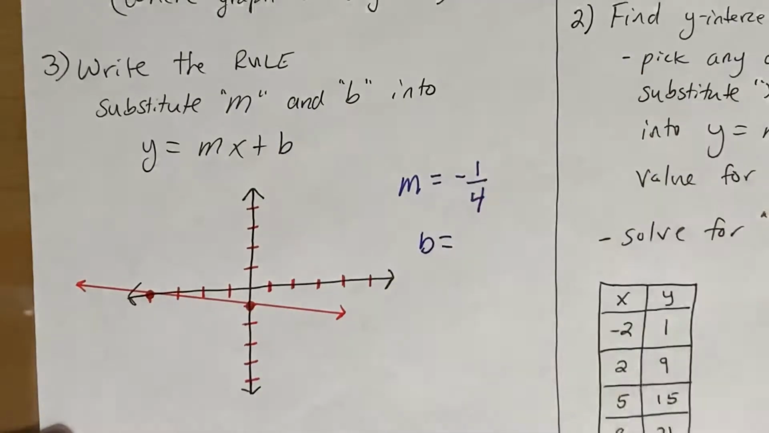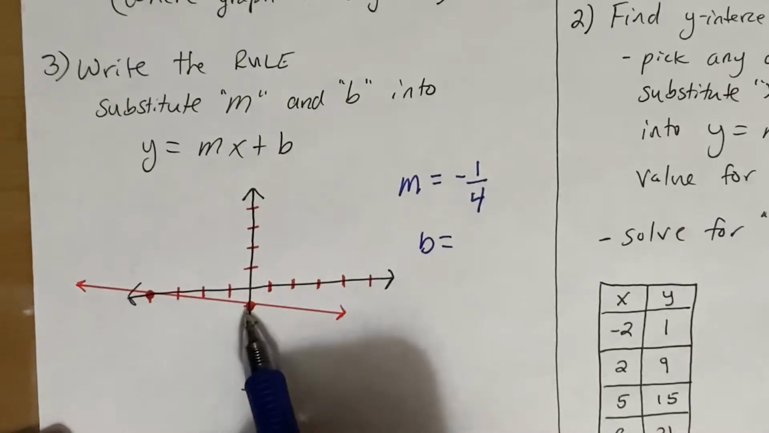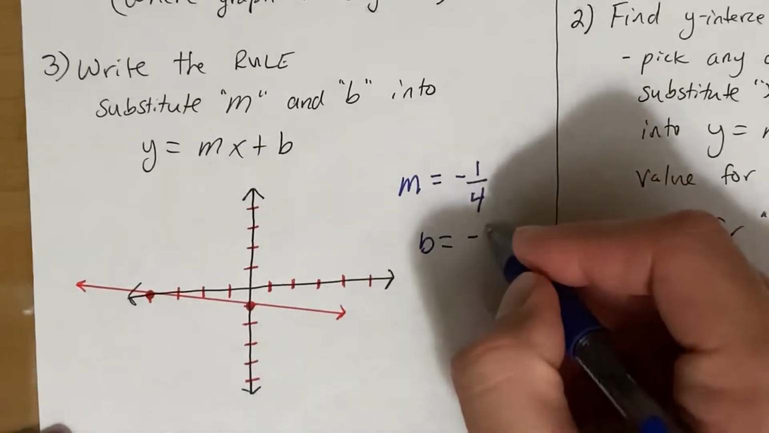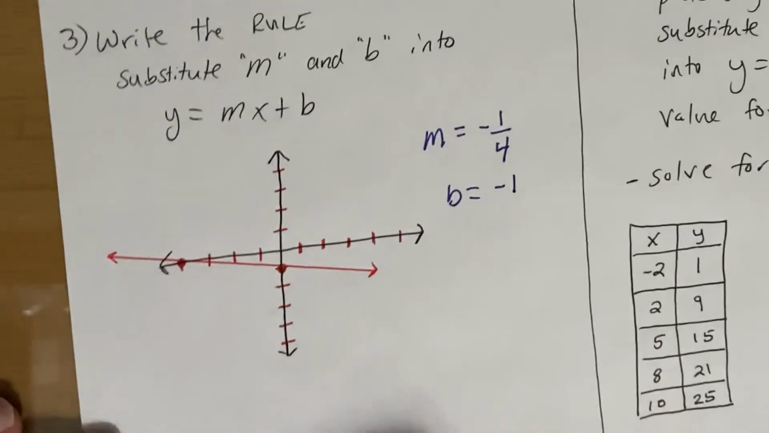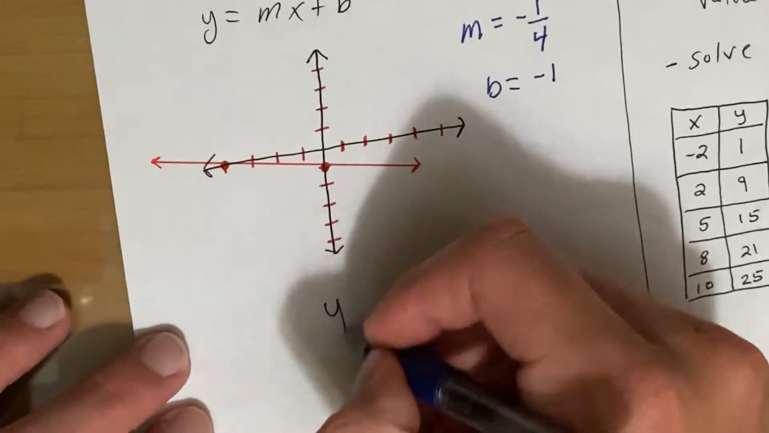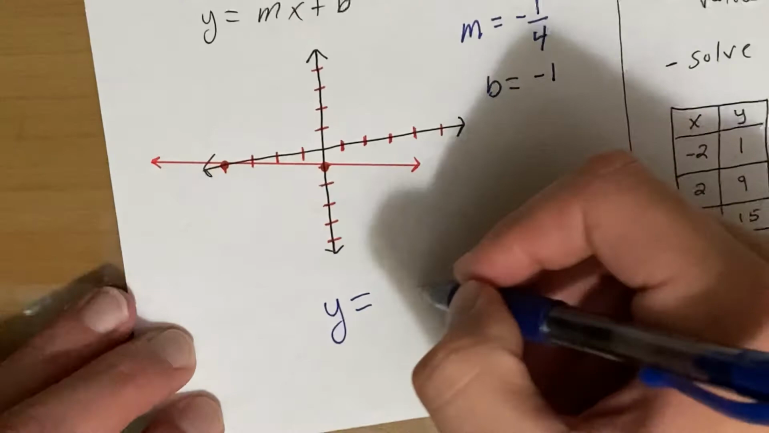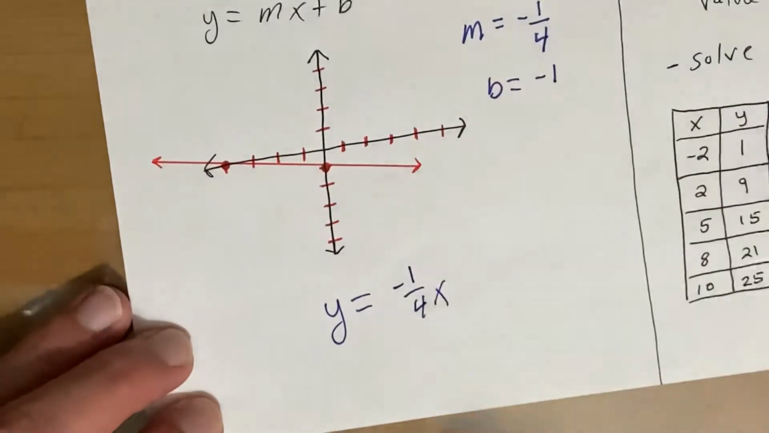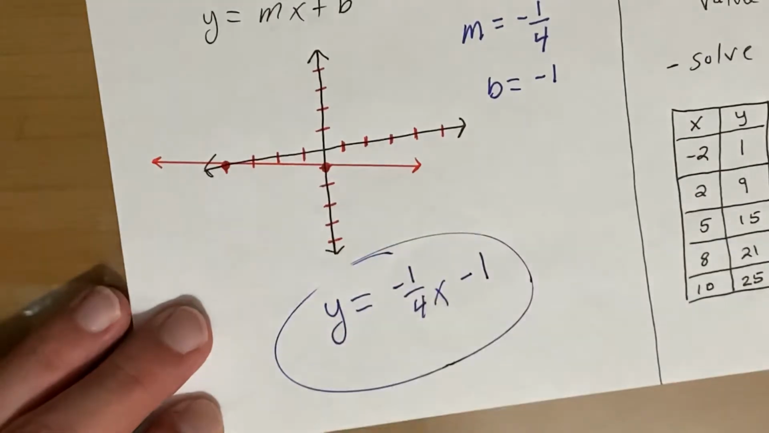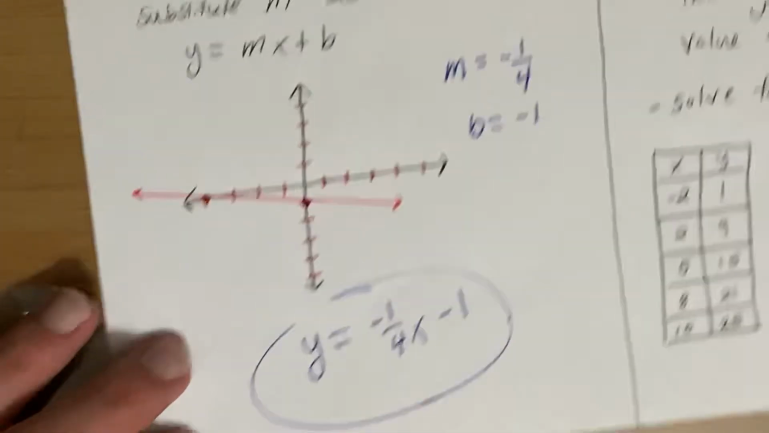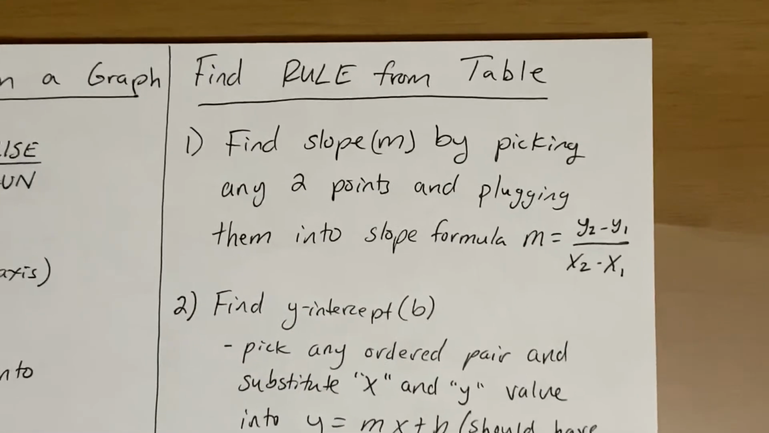Okay, and the last thing I'm going to do is find my y-intercept. It's going through negative 1, so b would be negative 1. All right, and then I take those two pieces of information, I plug them in, and I say that my rule is y equals negative 1/4 x minus 1. That's my rule.